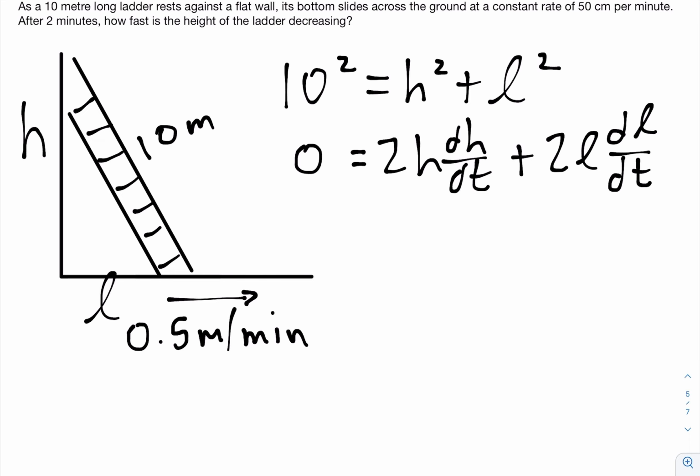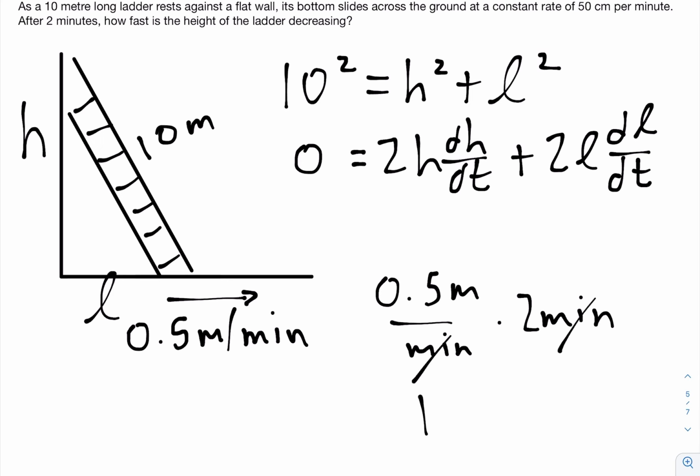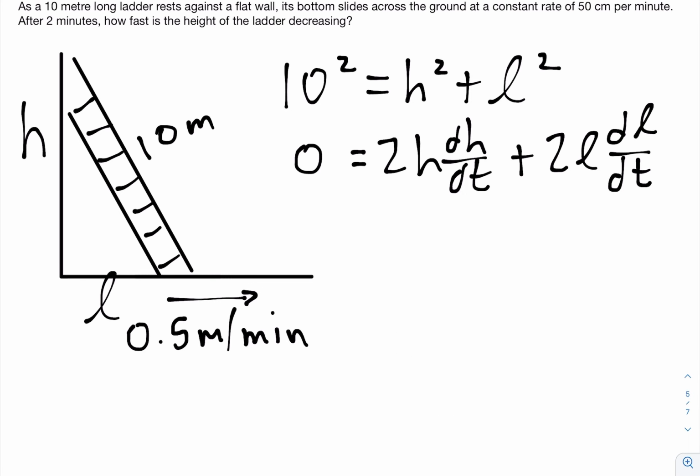So if it's moving to the right at 0.5 meters a minute, after 2 minutes, that's going to be 0.5 meters a minute, just unit conversions, times 2 minutes. So the minutes will cancel, and this will be 1 meter. So after 2 minutes, it'll have moved to the right 1 meter. So that's going to be our L.